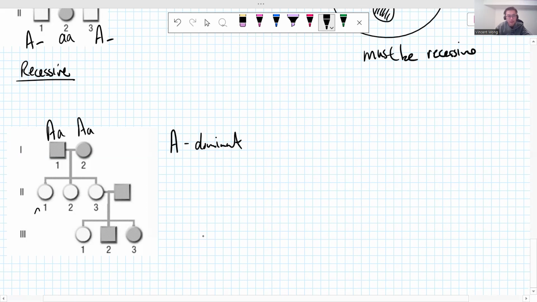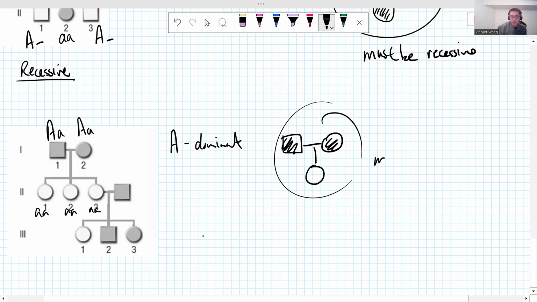Right? So the kids are going to be little a. That's the only way for you to have kids that don't match the parents' phenotype, right? So if you see something like this, if you see that the parents have it and the kids don't, daughter or son doesn't matter, this pattern, this must be a dominant situation. Okay?